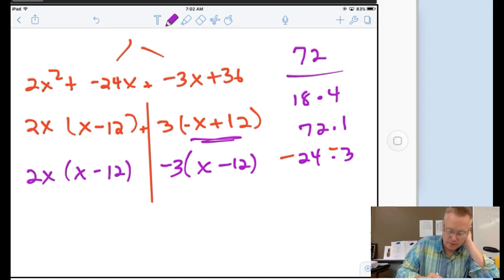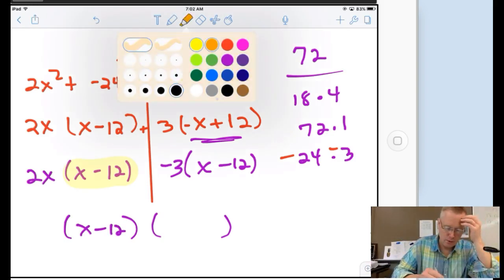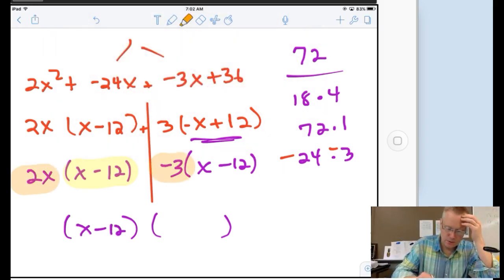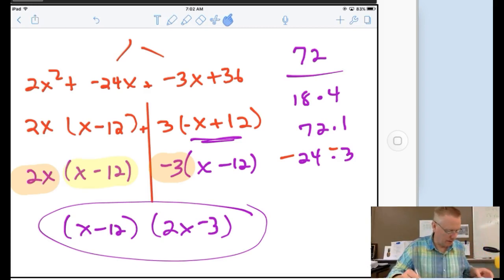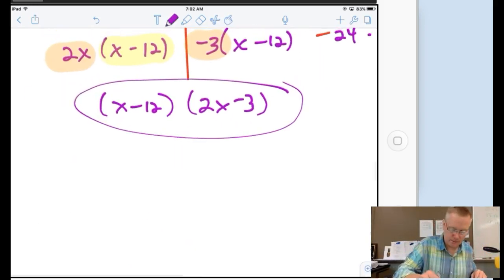And now I can write down my answer. One answer will be what's inside the parentheses, which is x minus 12. The other answer, or the other set of parentheses, will be what's outside of it, which is 2x minus 3. And that is my answer there. Okay. Next one.